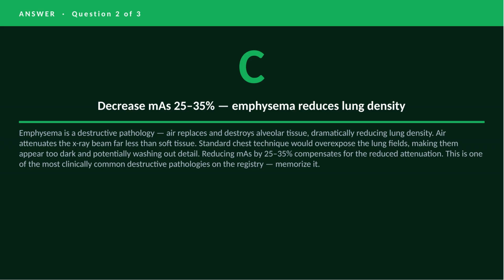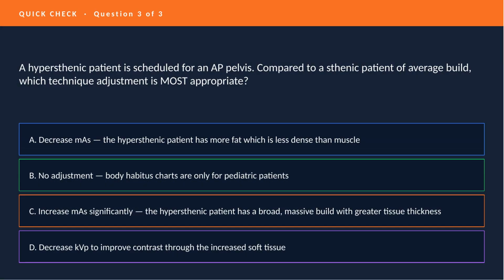Standard chest technique overexposes the lung fields, making them appear too dark and washing out vascular detail. Reducing MES compensates for the reduced attenuation. This is one of the most clinically common destructive pathologies on the ARRT registry.